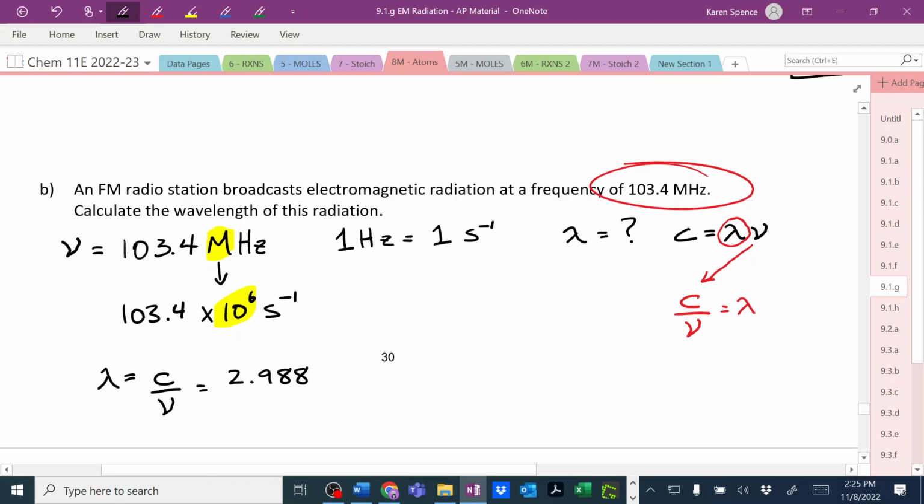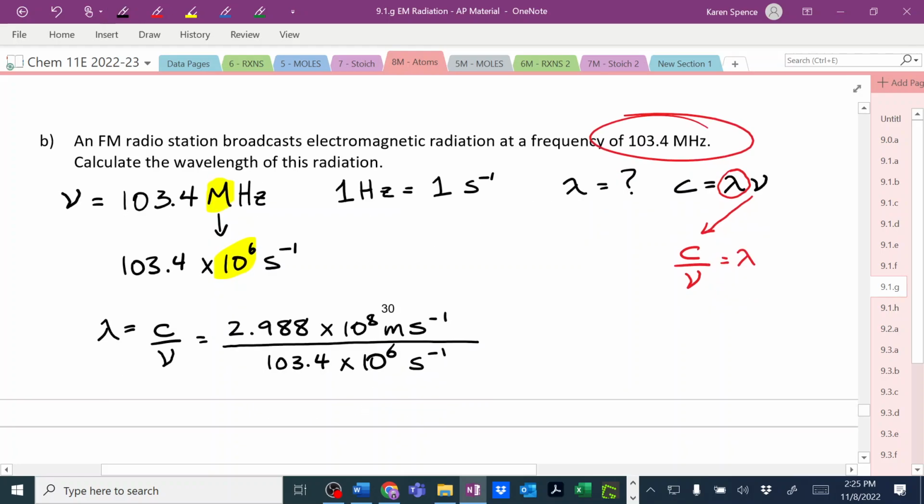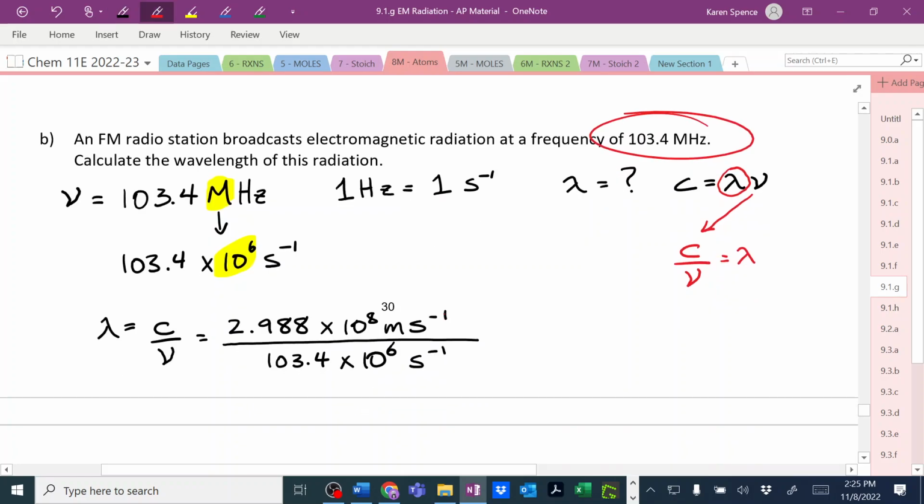2.988 times 10 to the 8 meters per second, over our frequency 103.4 times 10 to the 6 seconds to the negative 1. Now, do you see how this actually makes canceling those seconds to negative 1 pretty straightforward, right? So that's why I kind of like it this way. Did you have a question? No, you're good? Okay. So then we can just do our math on that.